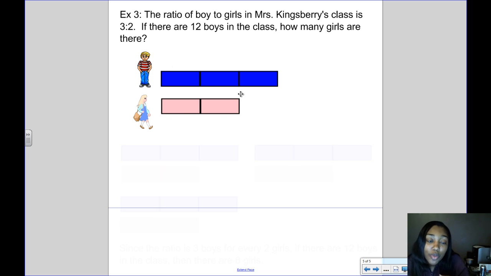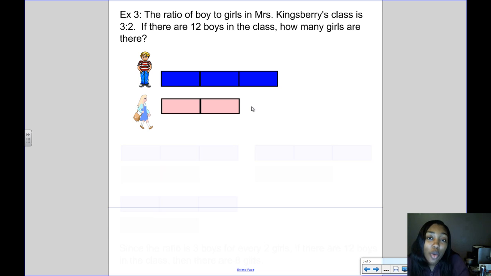So this first ratio is represented here. So we have the 3 boys and the 2 girls. So if we took Mrs. Kingsbury's class and we put them into groups that had the same number of boys and the same number of girls in every group, there would be 3 boys in every group and 2 girls. Well, together, that's only giving me 5 students, and that's only giving me 3 boys. So that means I've got to have more than one group.